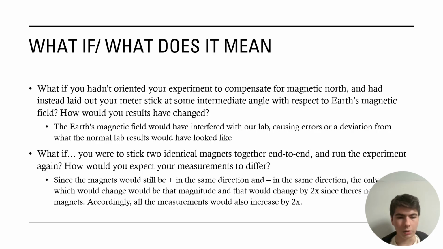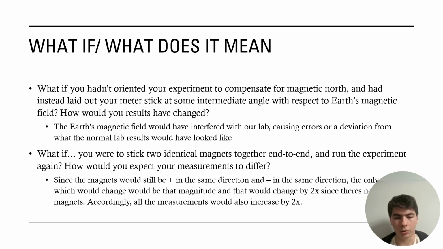And what if, or what does it mean? What if we hadn't oriented our experiment to compensate for magnetic north and had instead laid out our meter stick at some intermediate angle with respect to Earth's magnetic field? What would have changed? The Earth's magnetic field in this case would have interfered with our lab, causing errors which cause a deviation from what the normal lab results would have looked like.